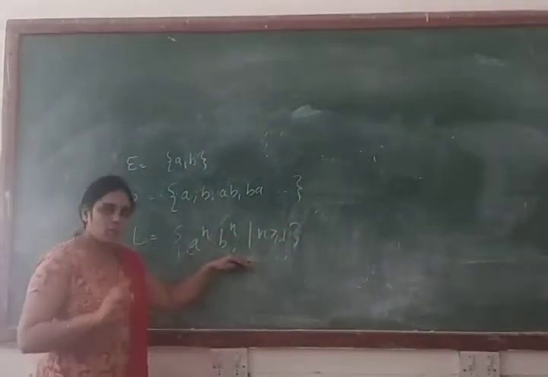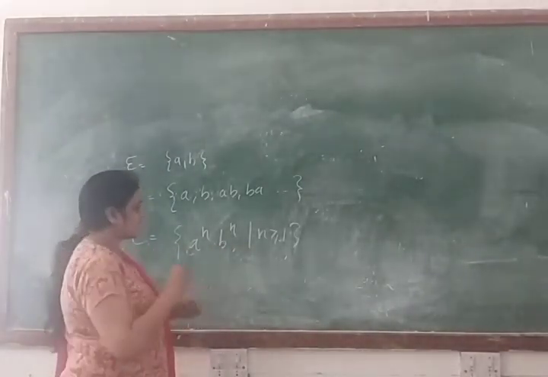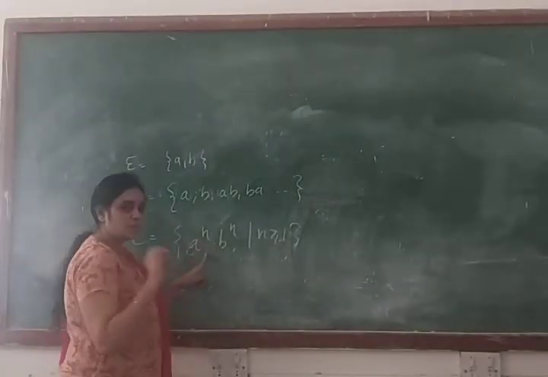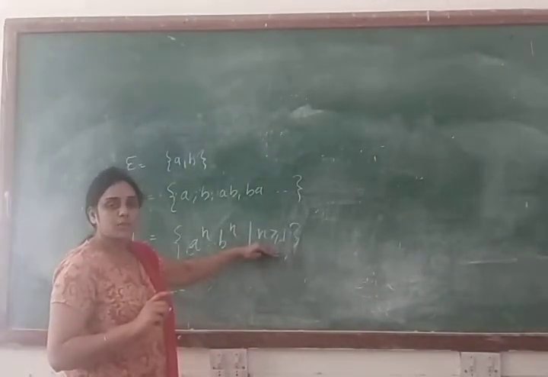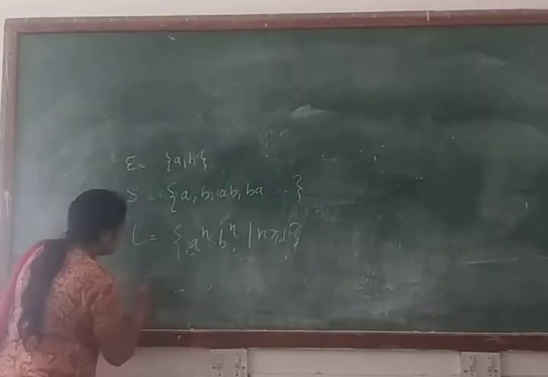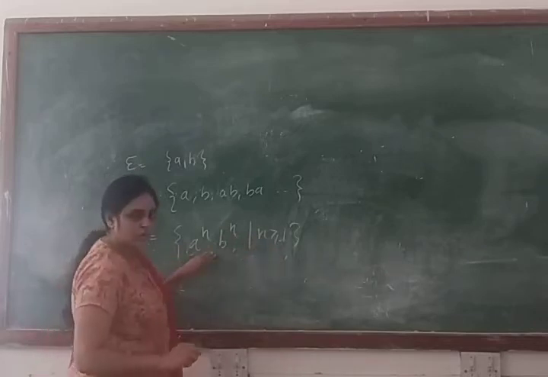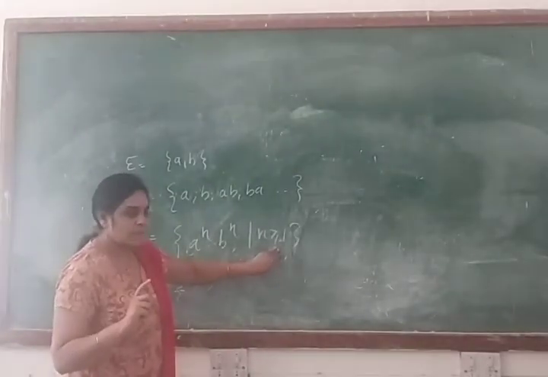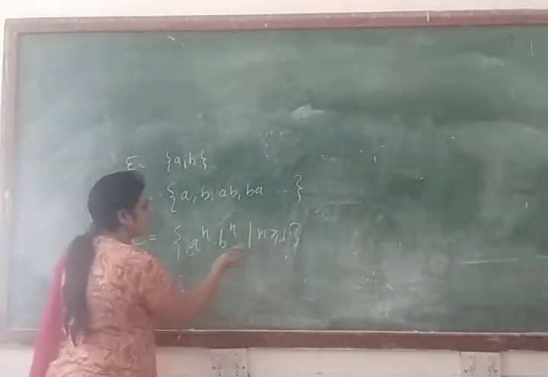In this language, first you have to identify how many alphabet you are using. So here you are using two alphabet, small a and small b, and you are applying some conditions. What conditions are you applying on your language? The first condition is the concatenation form, meaning your alphabet comes in concatenation form, and the second condition is that your n value should be greater than or equal to 1. When you apply these conditions on your language, what strings do you get? You will get a raised to power n, b raised to power n, where n is greater than or equal to 1. The minimum value of n can be 1, and after that you can assume any value for n, because this is an infinite length language.